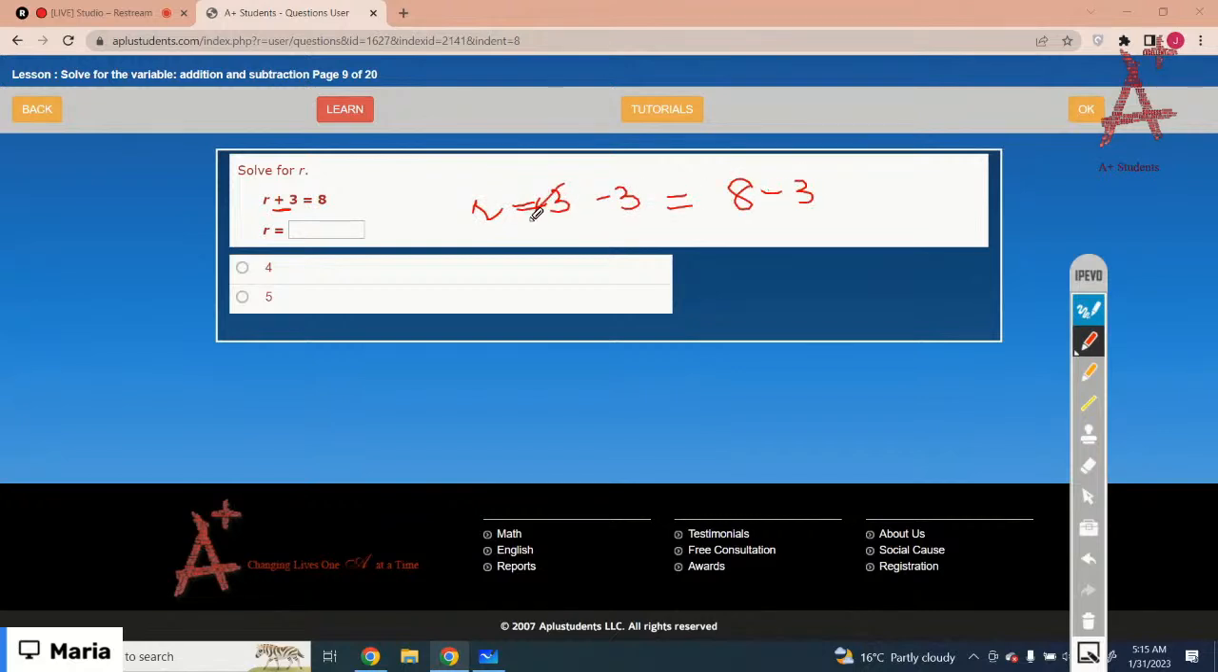Got it? 3 minus 3 makes 0. You are left with r here, and 8 minus 3 equals 5. Very good. So the correct option is 5. Got it?